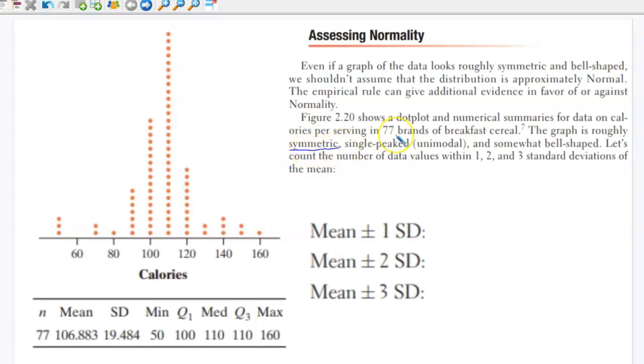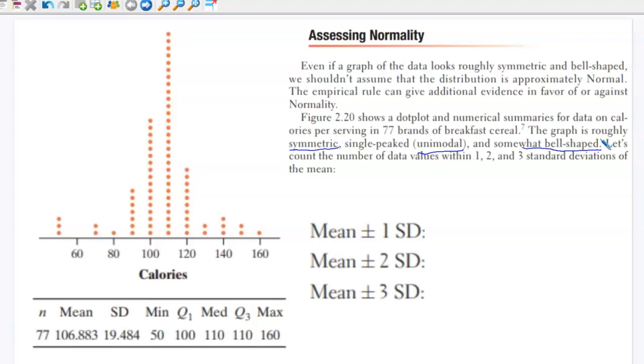Is it roughly symmetric? That data looks roughly symmetric. Is it unimodal, single-peaked? Yeah, that looks single-peaked. And somewhat bell-shaped. That seems to pass the eye test there. Probably approximately normal. But we can dig deeper.